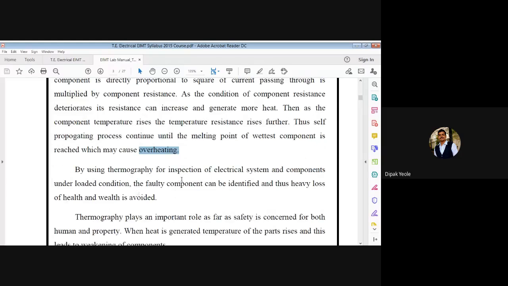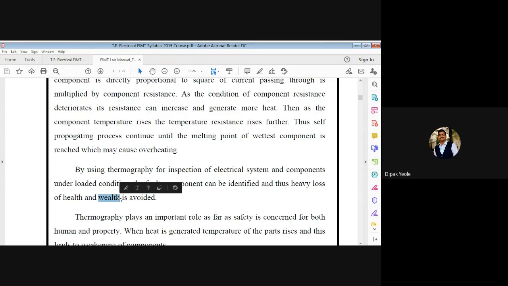By using thermography for inspection of the electrical system and components under loaded condition, the faulty component can be identified, and thus heavy loss of health and wealth is also avoided. We know that our wealth is important, because we are spending our rupees on purchasing that particular electrical equipment. And if that electrical equipment fails, then we are losing our money. Inside the industry, this is a crucial part.